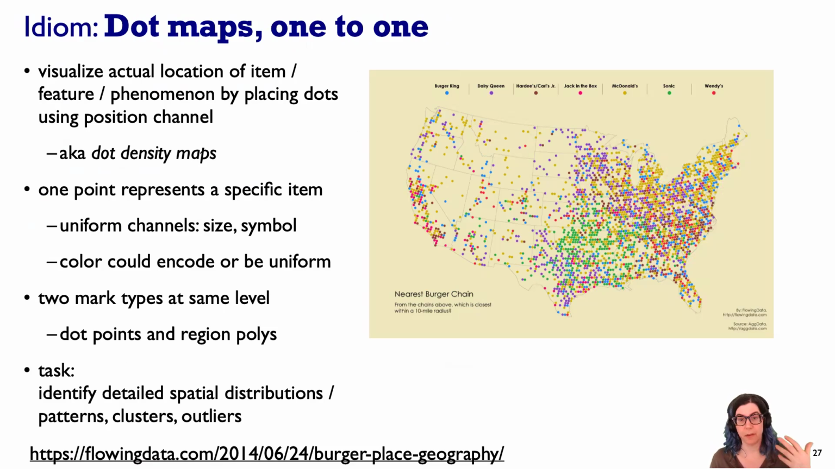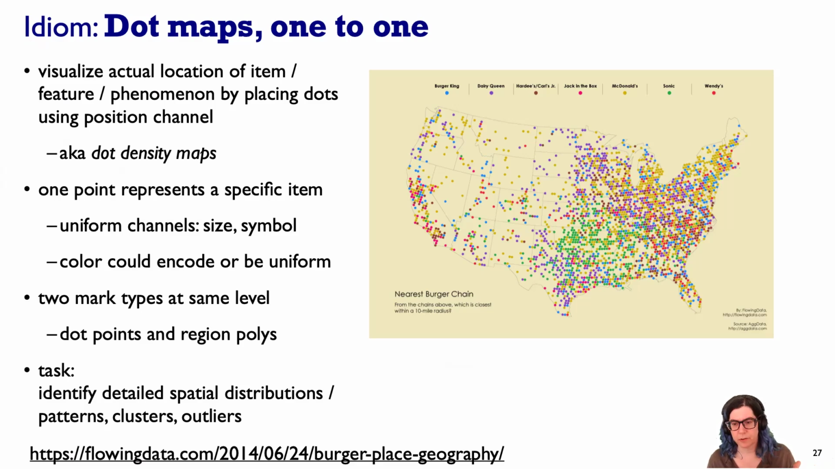And that's where there's a thing that you want to show on a map and you put a dot at the location of the thing, right? The thing is, let's call it an item or a feature or a phenomenon. So sometimes people call these dot density maps. Sometimes they just call them dot maps or one-to-one dot maps, which I think is the least confusing name for these. So in this case, a point represents an item and it is uniform.